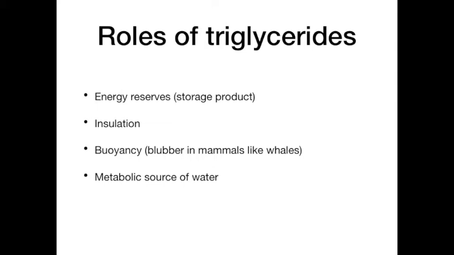Okay, fat is made up of lipids. Now, blubber is a lipid found in sea mammals, like whales, and it has the insulator function, but as well it provides buoyancy.